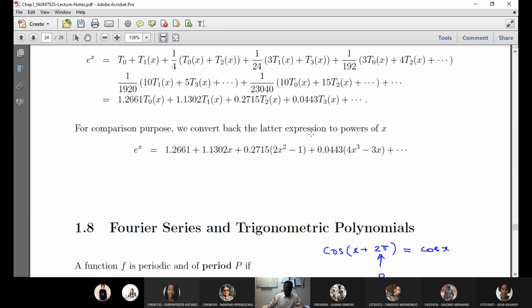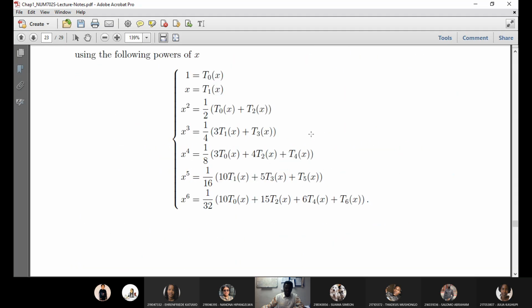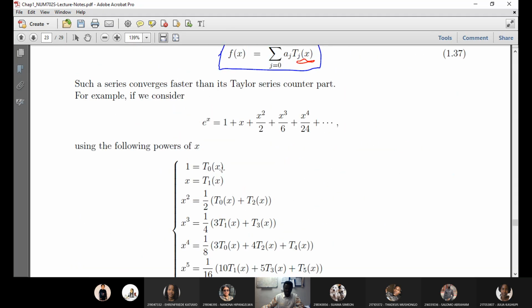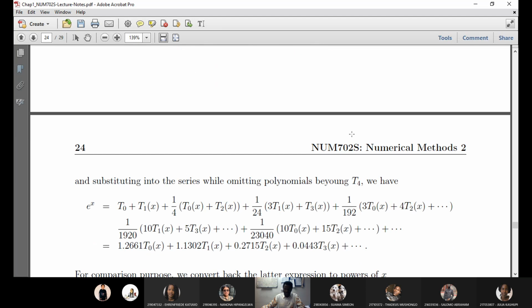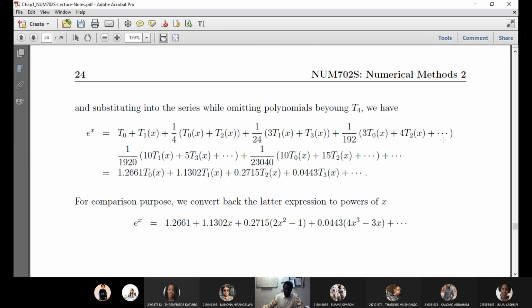You can see that in this expression, this one is substituted by that. This x is substituted by T1. One half times x squared is substituted by this one, and so forth. Now we substitute all those terms and we group the like terms. You see that this is what we substituted, all these terms. And at the end of the day, we group.